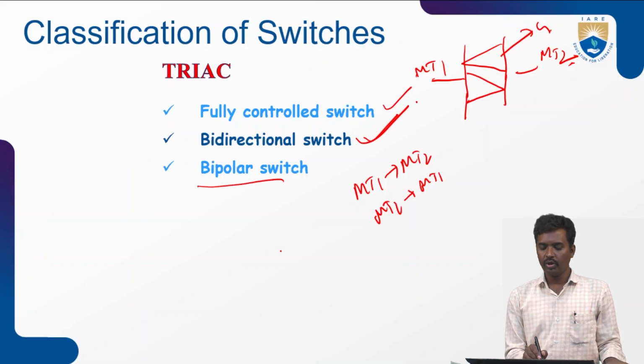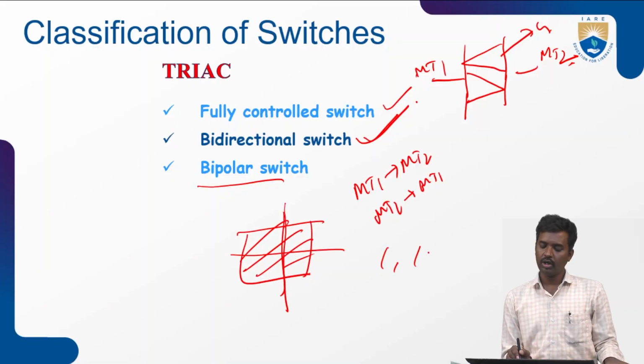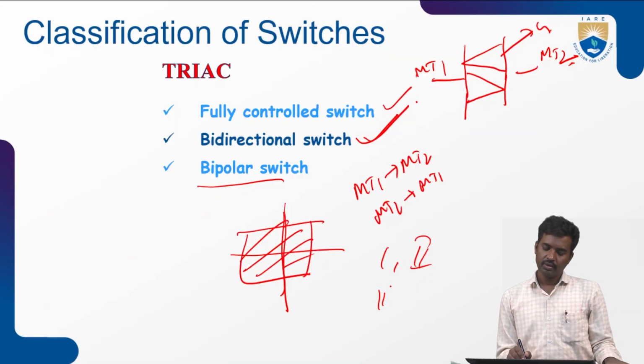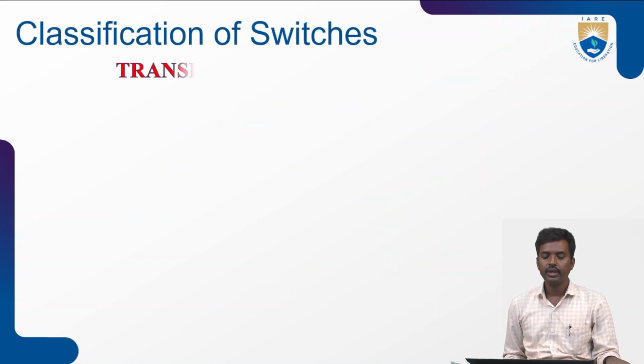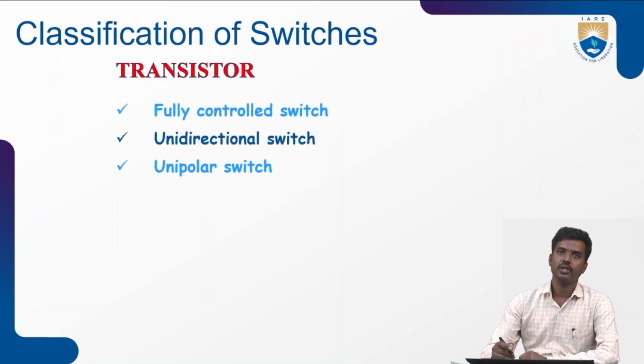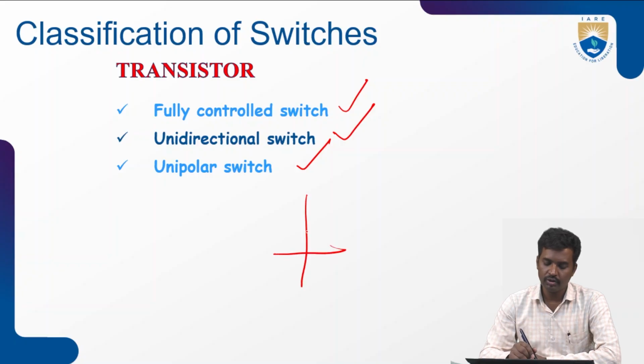So here it is a bipolar switch which can block both the polarities, and it can allow current. So here the safe operating area is 1, 2, 3, 4. And now here, transistors. For transistors, turn on and turn off is in our hand. So current is unidirectional, and it is a unipolar switch which can block only one polarity. So the safe operating area is the first quadrant.